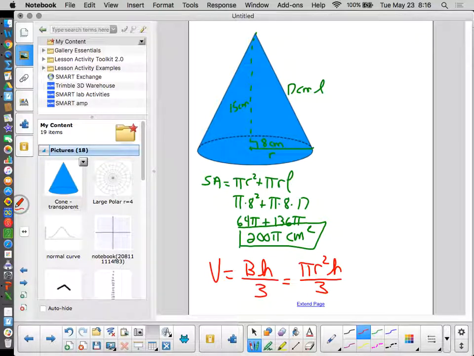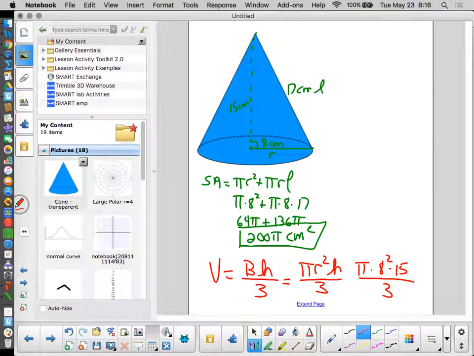H is different from L. H is the height, L is the slant height. What is h in this picture? Height is 15, radius is 8, so that's pi times 8 squared times 15 over 3. Do not get your order of operations off here. Do not do 8 times 15 and then square it. 8 is the only number being squared.